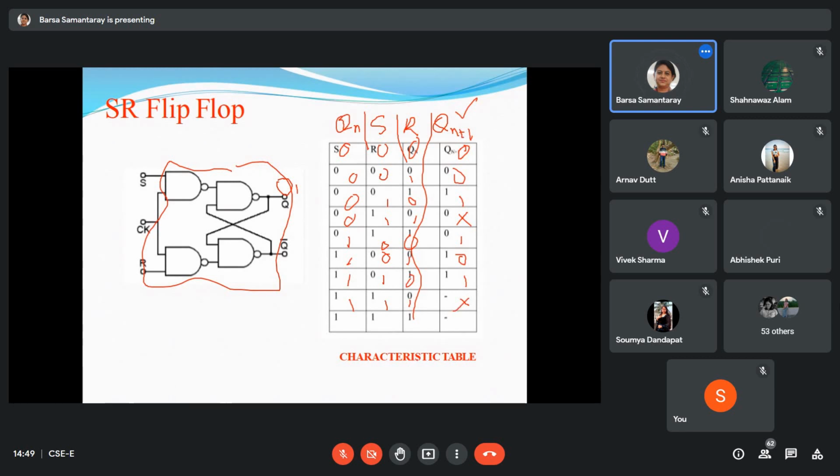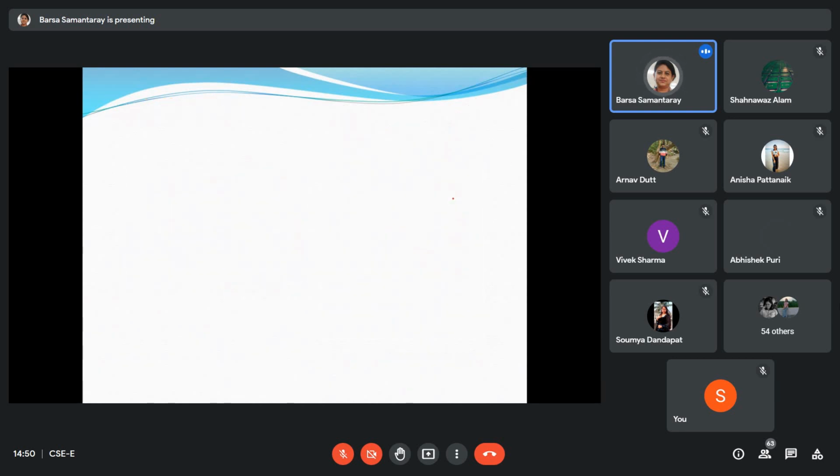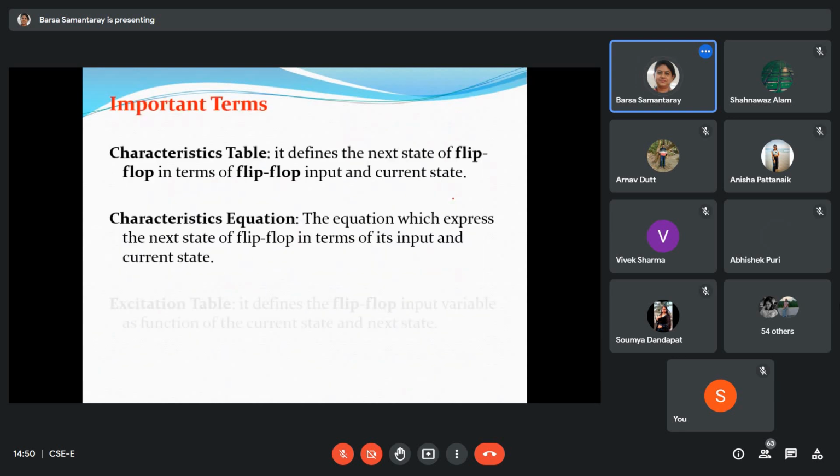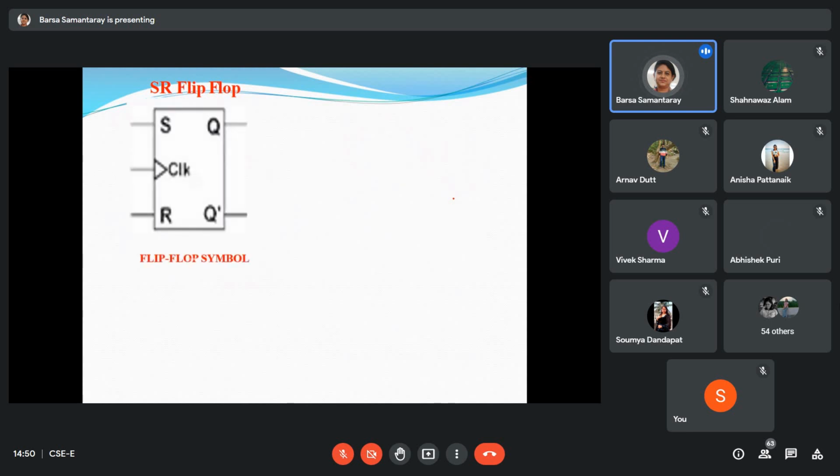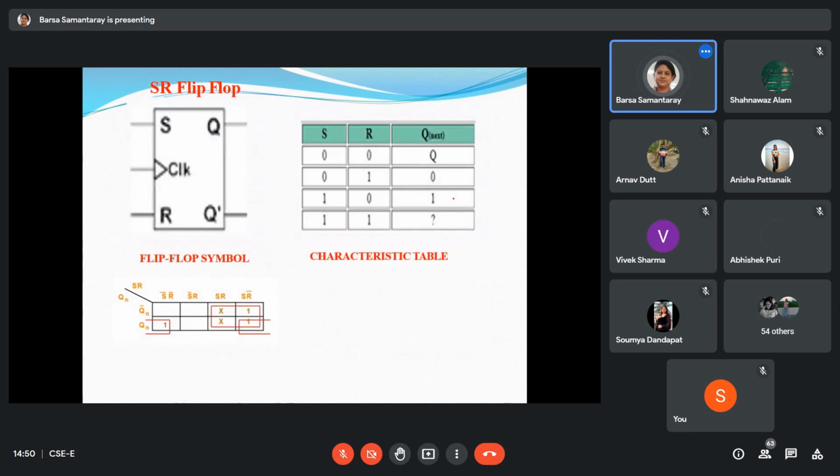गॉट इट? समझ में आया? यस मैम। मतलब इफ यू आर एज्यूमिंग वट एवर मे बी द Qn वैल्यू, मतलब प्रेजेंट स्टेट अगर 0 है, अगर हम इनपुट ये देते हैं तो नेक्स्ट स्टेट मेरा ये आएगा। प्रेजेंट स्टेट ये है, उसके साथ अगर इनपुट ये है तो नेक्स्ट स्टेट मेरा ये आएगा। So we have to find out the equation for this, and that equation is known as characteristic equation.